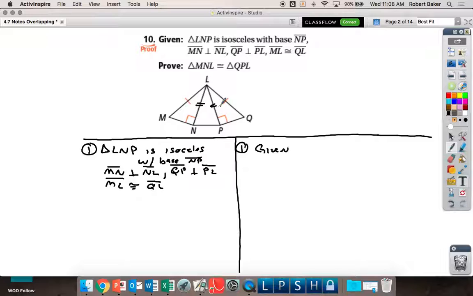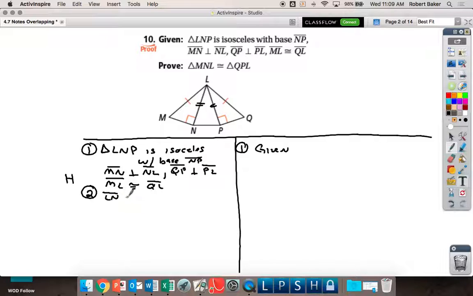Do I have an H? Yes. Do I have an L? Yes. So I just need to prove the angle. Can you make another step for the L, LN and LP? You have to make another step. Alright, so this statement right here tells me that ML and QL are congruent. That's my H statement. That is an H. But I don't have an L. So I should write the L statement. Statement number 2.